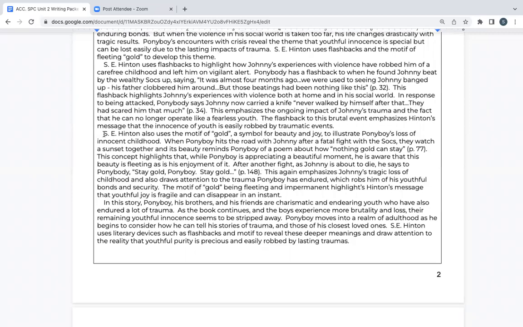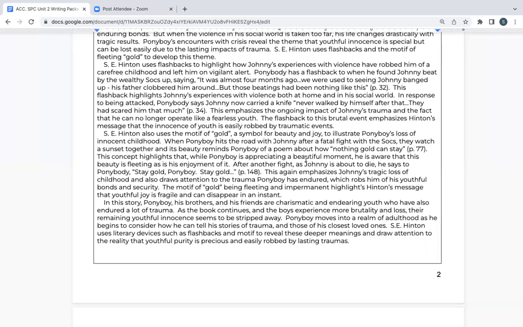S.E. Hinton also uses the motif of gold, a symbol for beauty and joy, to illustrate Ponyboy's loss of innocent childhood. When Ponyboy hits the road with Johnny after a fatal fight with the Socs, they watch a sunset together, and its beauty reminds Ponyboy of a poem about how nothing gold can stay. Page 77. This highlights that while Ponyboy is appreciating a beautiful moment, he is aware that this beauty is as fleeting as his enjoyment of life.